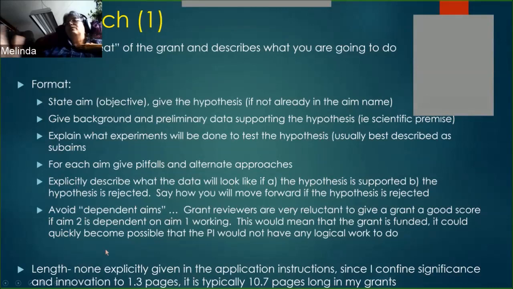Now, the length of the approach is usually not specifically given. For an R award, there are essentially 12 pages. I usually say 10 to 11 for my approach section. For your K award, let's say it's a 4-page proposal, I would probably say at least 3 for the approach. And then you could have 1 page, let's say, for the significance and the innovation section.